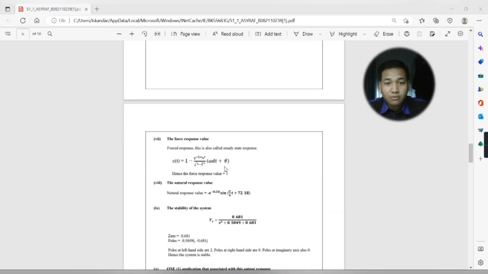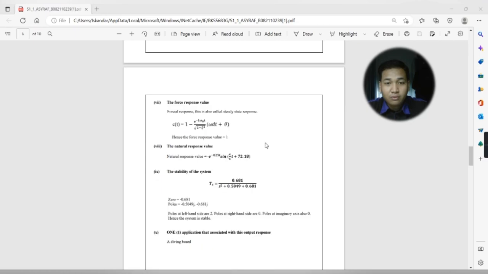And for the next question, the forced response value. Forced response is also called the steady state response. So the formula is c(t) equals 1 minus e to the power of negative damping ratio times natural frequency times t, over the square root of 1 minus damping ratio squared, and the whole thing times sine of omega d t plus angle. Hence the forced response value for this one is 1.